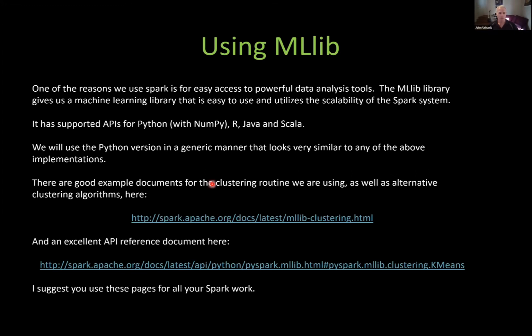So you can find all kinds of great documentation as you do the exercises. I suggest strongly you have this open in your browser next to you. And this is the Python API version of it. And again, if you're a Java or a Scala person, they've got the equivalent versions there.